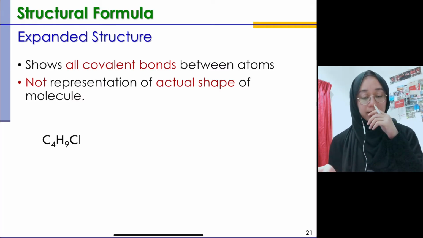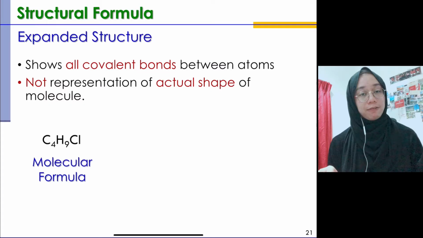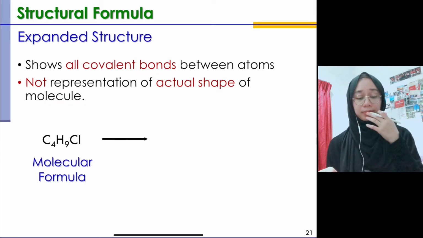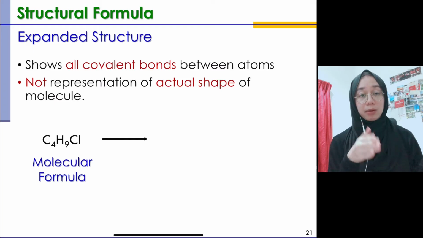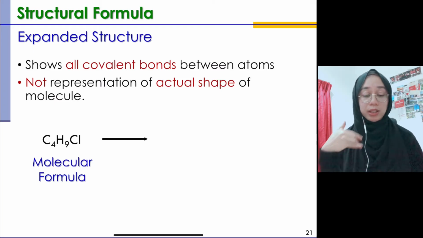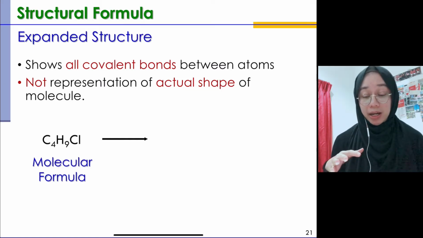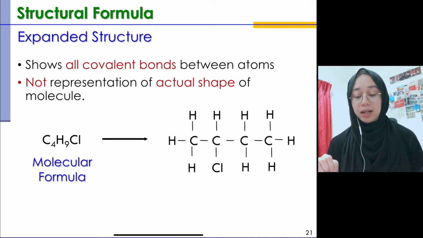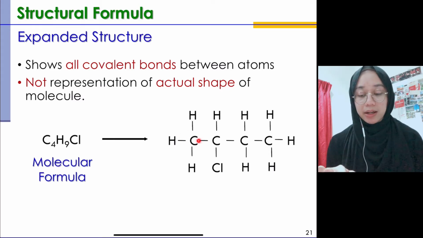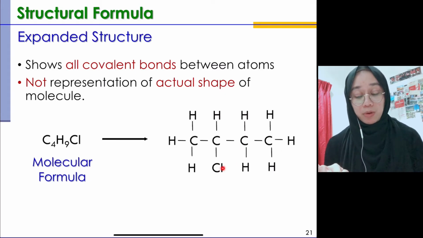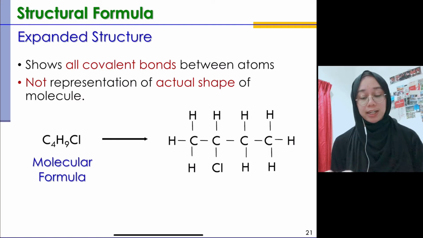Okay, and then for example kat sini kita ada molecular formula C4H9Cl. Bermaksud C4H9Cl ni kamu tak nampak kan how carbon dengan carbon to attach with one another, how hydrogen to attach dengan carbon, how Cl attach dengan carbon. Tapi daripada expanded structure ni kita boleh nampak lah, oh okay, so this carbon here dia ada 3 hydrogen dengan dia, and then dia ada 1 carbon dengan dia. And this carbon pula dia ada 2 carbon yang attach dengan dia, dia ada 1 hydrogen, and then dia ada 1 Cl kat sini. Okay, and so on. Tapi Cl ni boleh jadi juga dia berada dekat hujung sekali. Okay, so depends lah, yang ni just contoh sahaja.